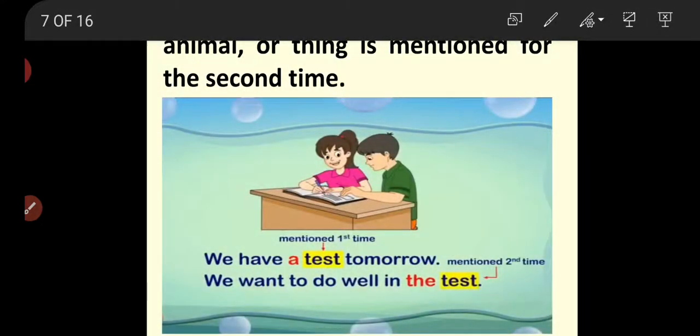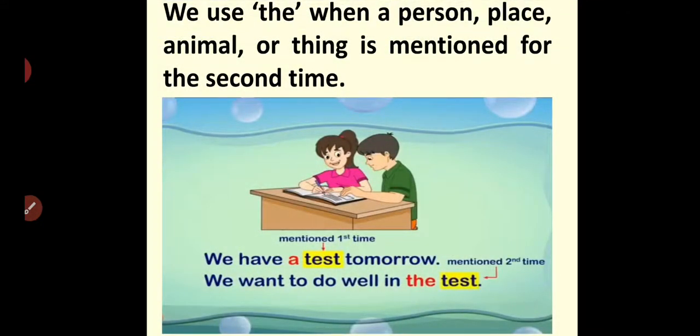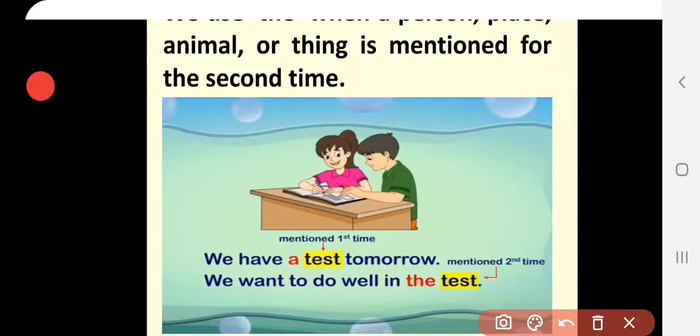Now let us look into the article the. We use the when a person, place, animal or thing is mentioned for the second time. The is a definite article. It is used before a noun to indicate that the identity of the noun is known to the reader. For example, you can say the stranger, the shopkeeper or the dog.